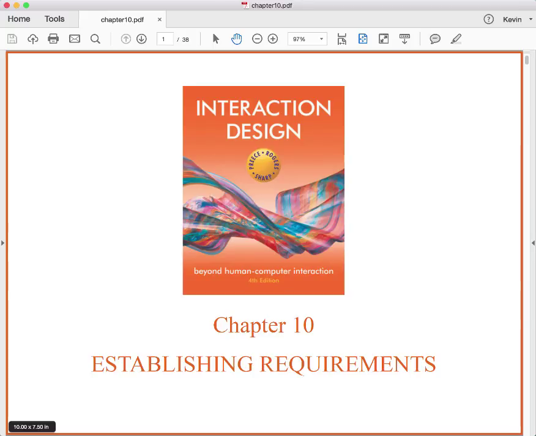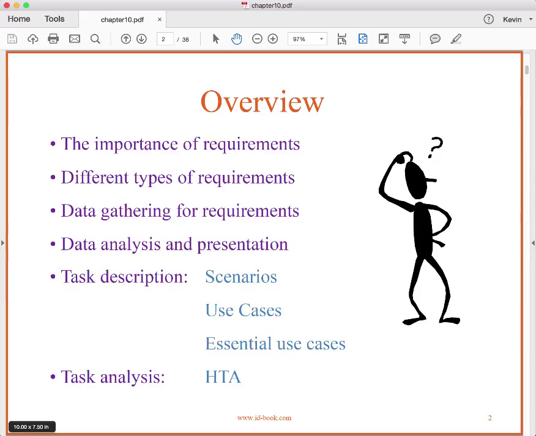Welcome to my lecture on Chapter 10 of Interaction Design, 4th edition. Chapter 10 is entitled Establishing Requirements. Here's an overview of what we cover in the chapter.